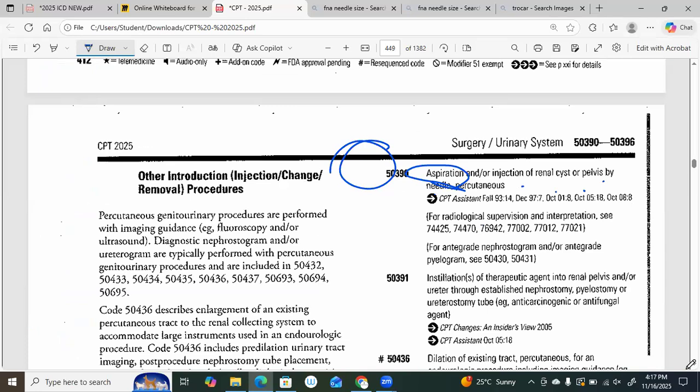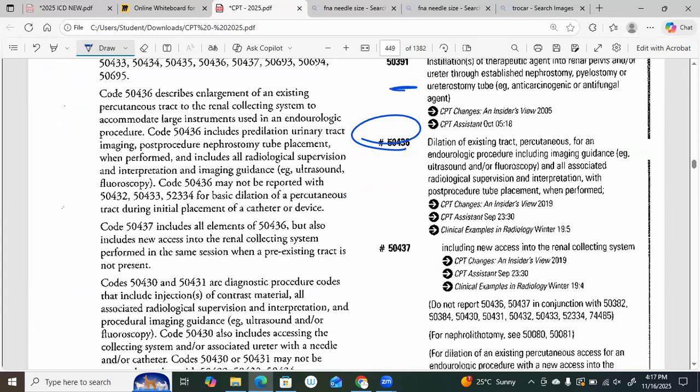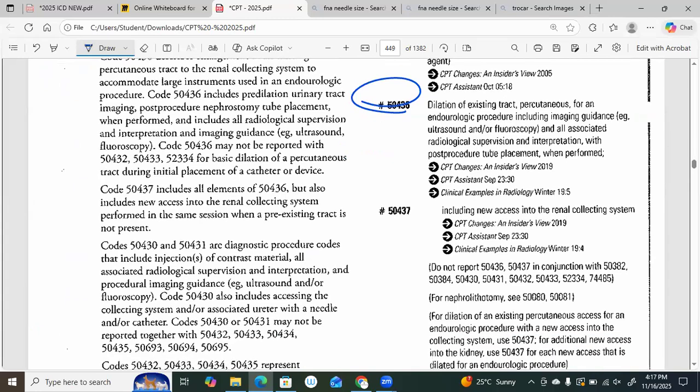Then there are other introductions and injections. So aspiration, instillation, dilation, these codes come into this introduction section. I'm not going through each code word to word because these all are the same type. So I'm moving further.